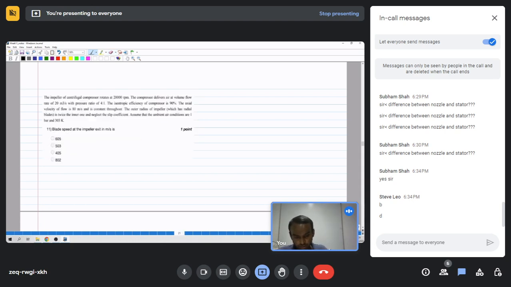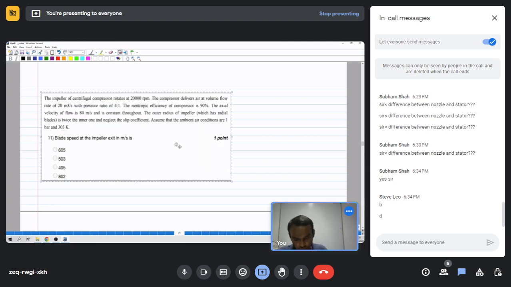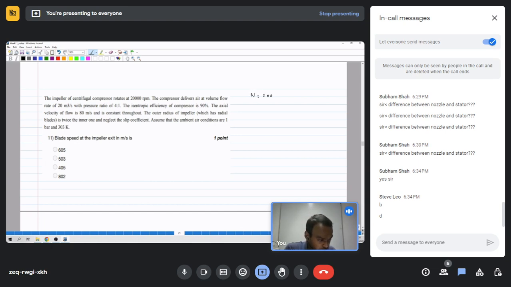So next we have a problem. The impeller of a centrifugal compressor rotates at 20,000 rpm. N is equal to 20,000 rpm, and the compressor delivers air at volume flow rate of 20 meter cube per second. Q is 20 meter cube per second, with a pressure ratio of 4:1. So PR, pressure ratio, is 4:1.